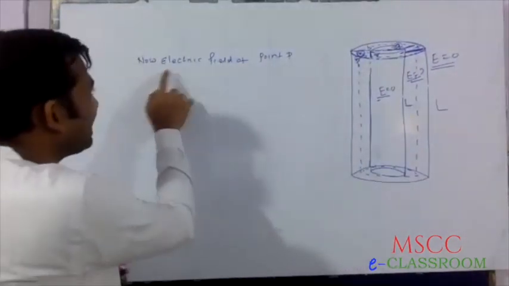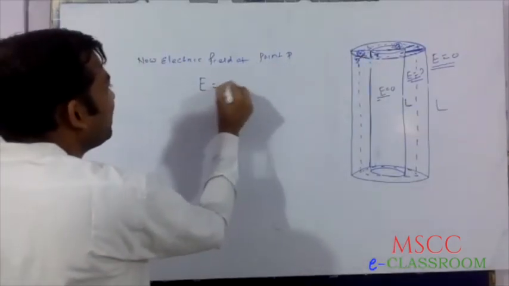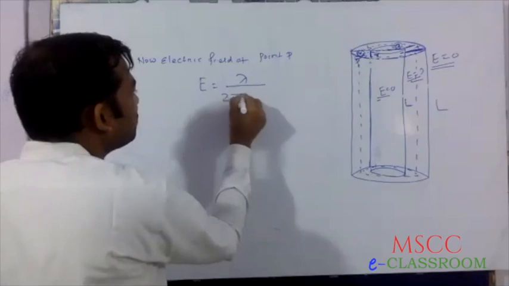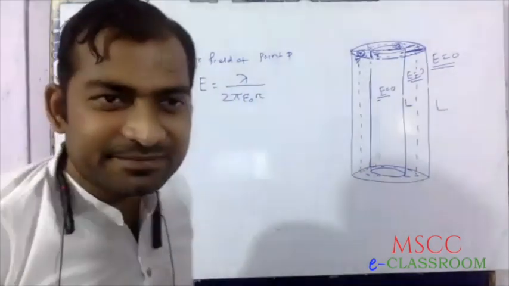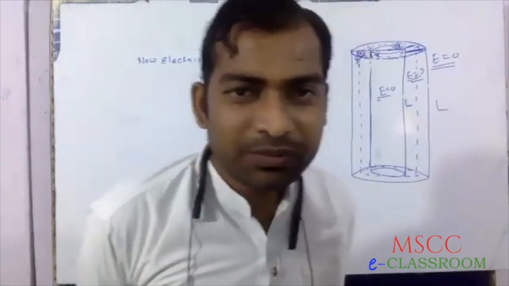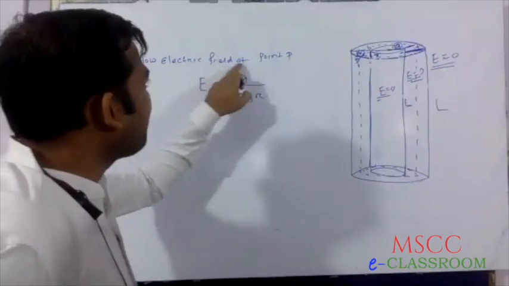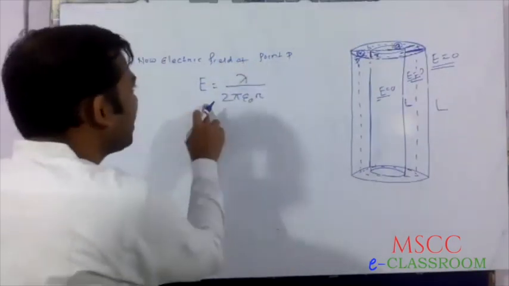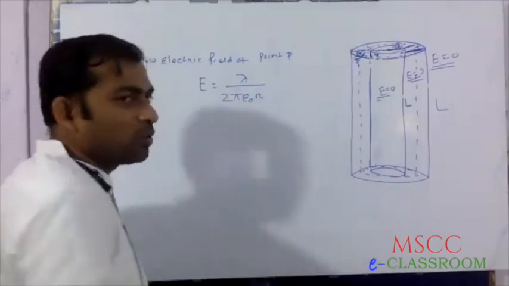Therefore, the electric field at a point P will be E equals lambda by 2 pi epsilon naught R. Yes or no? Electric field at point P, E equals lambda by 2 pi epsilon naught into R.